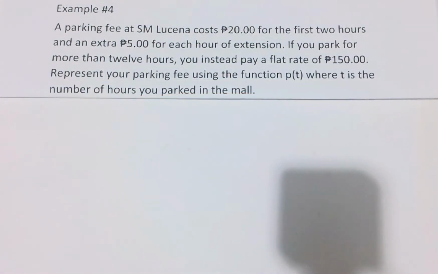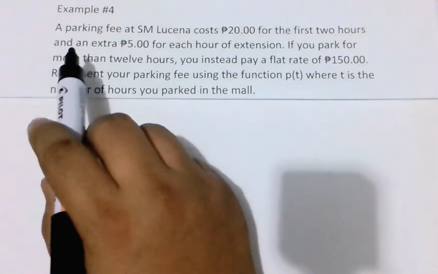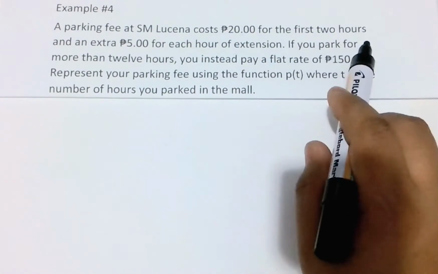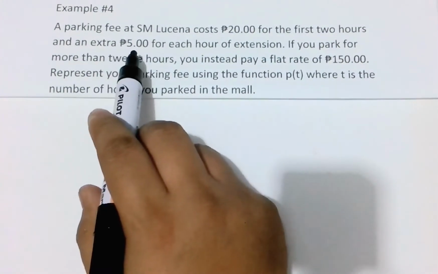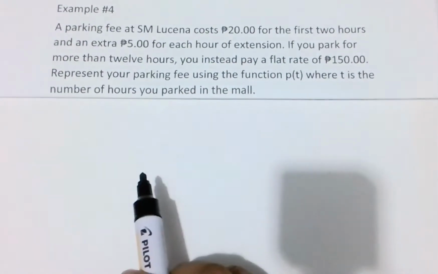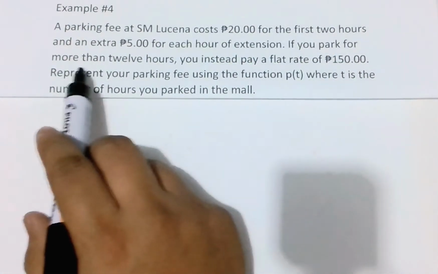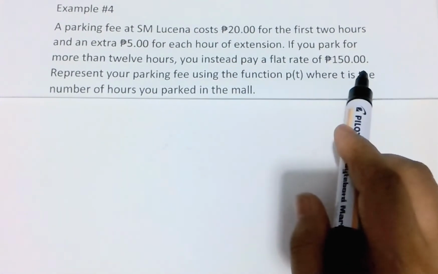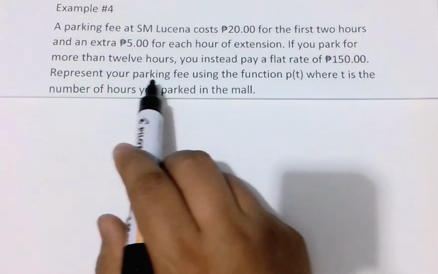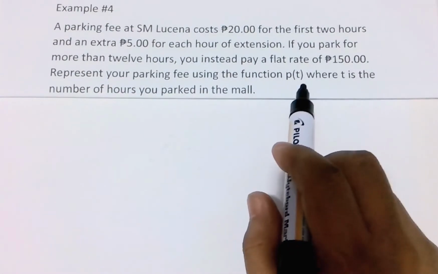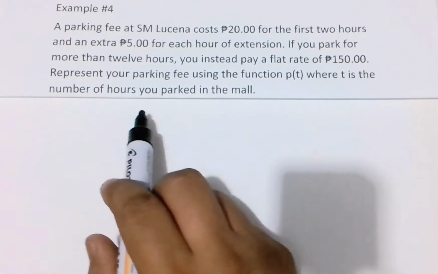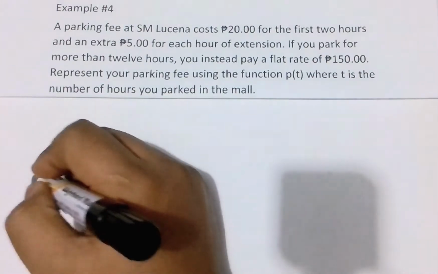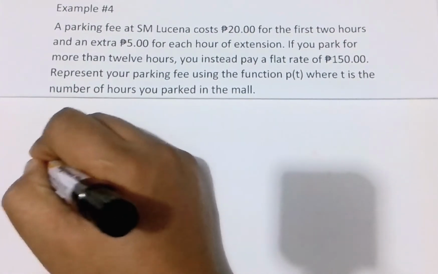Okay, so example number 4. A parking fee at SM Lucena costs 20 pesos for the first 2 hours and an extra 5 pesos for each hour of extension. If you park for more than 12 hours, you instead pay a flat rate of 150 pesos. Represent your parking fee using the function P of T, where T is the number of hours you park in the mall. Okay, so our notation of function here is P of T.